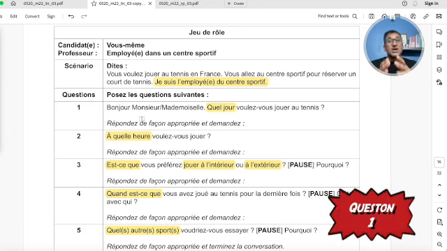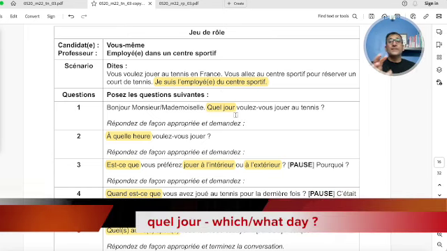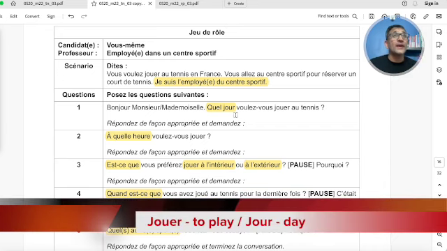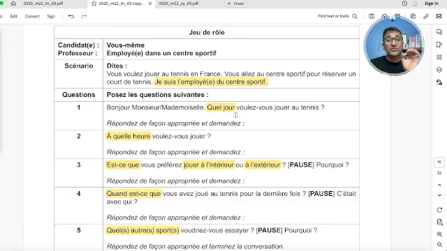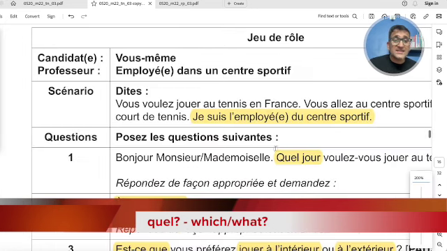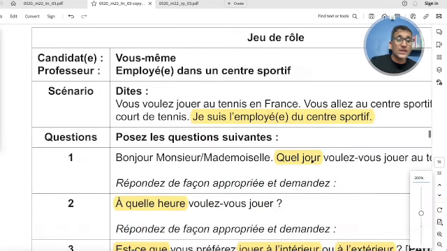So this is the role play questions which we are going to handle now one by one. So the first question, bonjour monsieur or bonjour mademoiselle, quel jour voulez-vous jouer au tennis? This is a very common word in the role plays, quel jour. Remember, please repeat after me, quel jour, what day. Do not confuse with the verb jouer. Jouer is another word which means to play. I have seen the students are confused with jour and jouer. Jouer is to play. So here, quel jour. Quel means what or which. Quel jour, what day or which day.